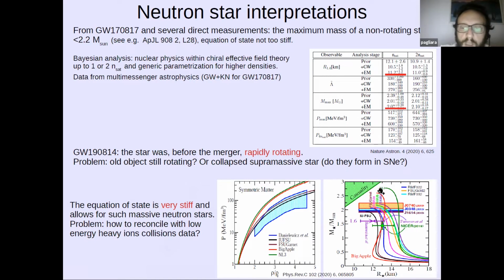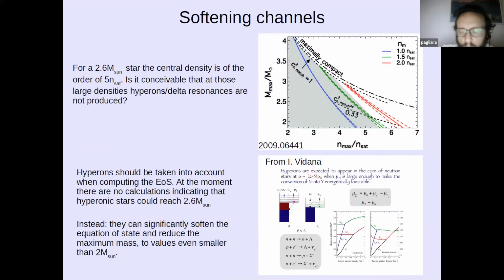Actually, it's very stiff. You can reach, even without rotation, 2.6 solar masses, as in this example. Look at the red line, which is called Big Apple in this paper. By exploiting, if you want, the uncertainties on nuclear matter, you can reach 2.6. But on the other hand, when having such a stiff equation of state, it is difficult to reconcile with low energy heavy ion data. So this red line here corresponds to the equation of state which is out of this experimental constraint. So there are some problems in these two interpretations.